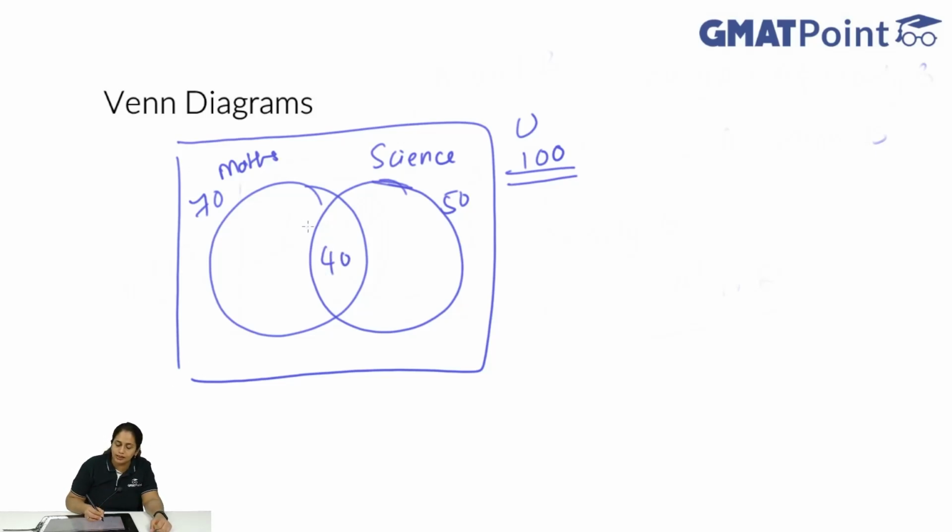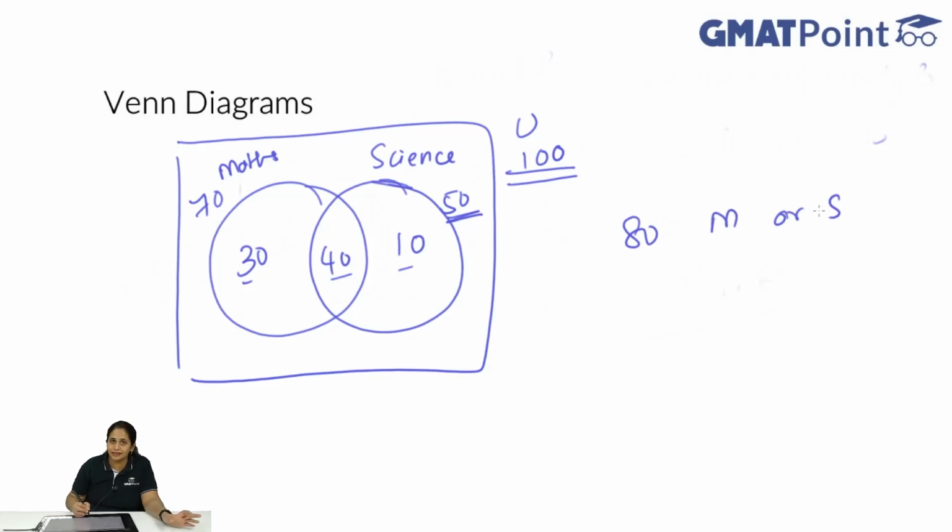Now if 40 students study both maths and science, how many study only science? That would be 50 minus 40, so this would be 10. Similarly, if 70 study maths and 40 study both, 70 minus 40, that is 30 study only maths. Now if this is the distribution, 30 over here, 40 over here, 10 over here, how many study either maths or science? That would be the union of all of this, so that would be 30 plus 40 plus 10. So 80 study either maths or science.